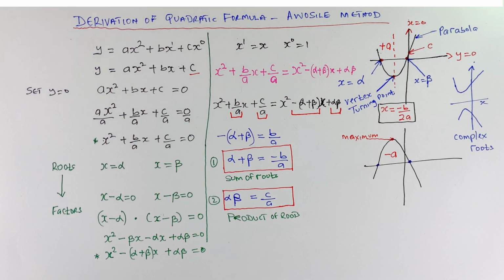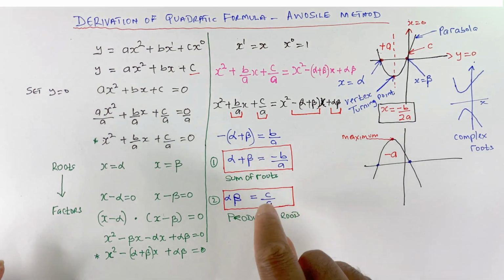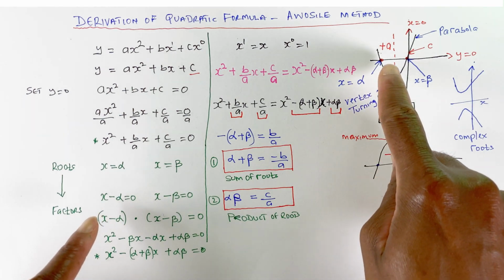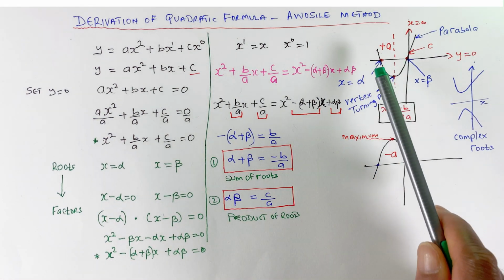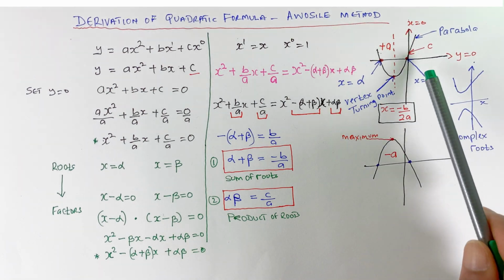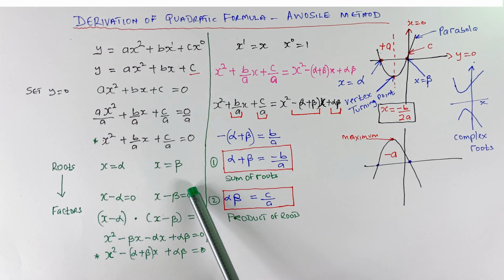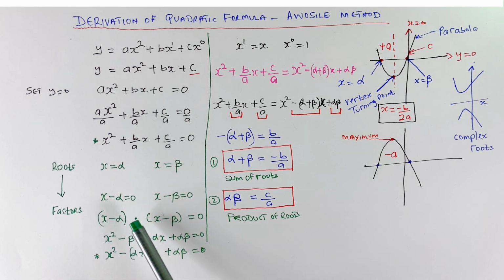The reason why I'm showing you these is because I'm showing you where they come from. I took the roots from here. I call it x equals alpha, x equals beta, and I turn them into factors. If I multiply the factors together and expand it, I'll get this expression for the quadratic, which is x squared minus sum of roots x plus product of roots. So that's what the quadratic is.